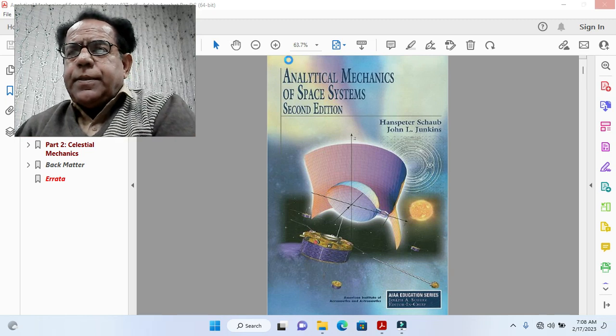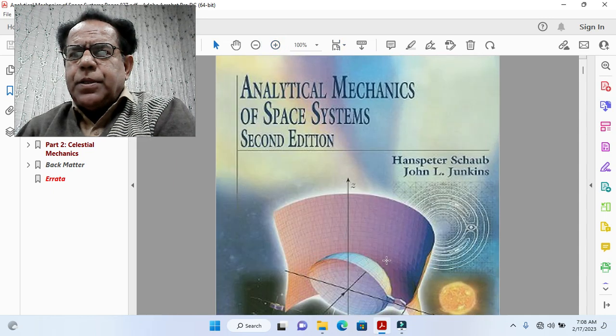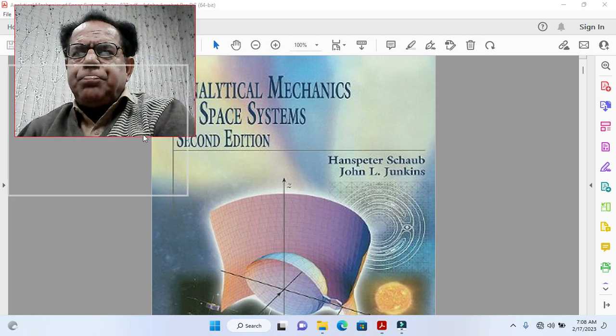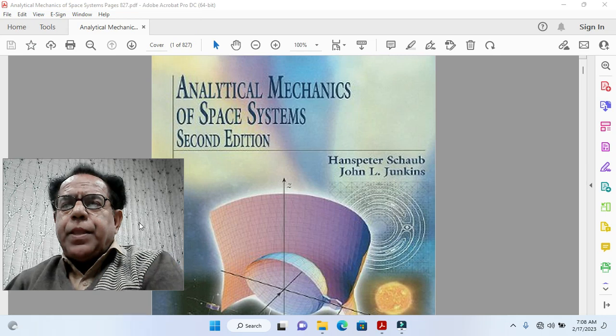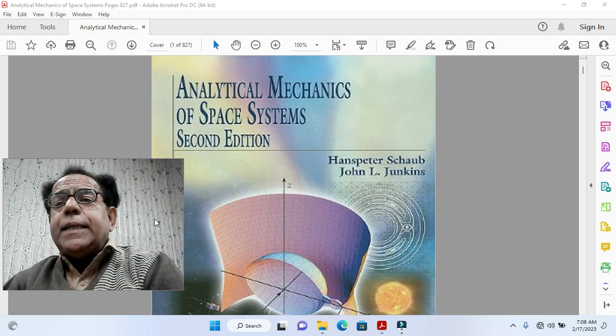Dear students, we enlarge this book so that we may have a proper look at the book. Okay, analytical mechanics. Analytical Mechanics of Space Systems, second edition.